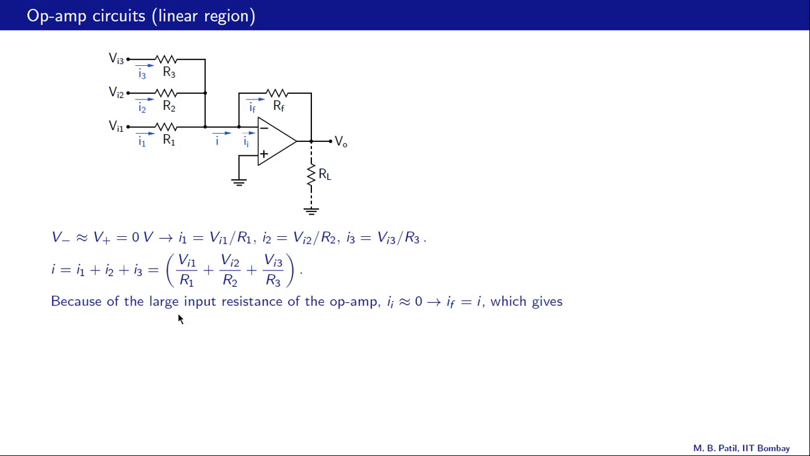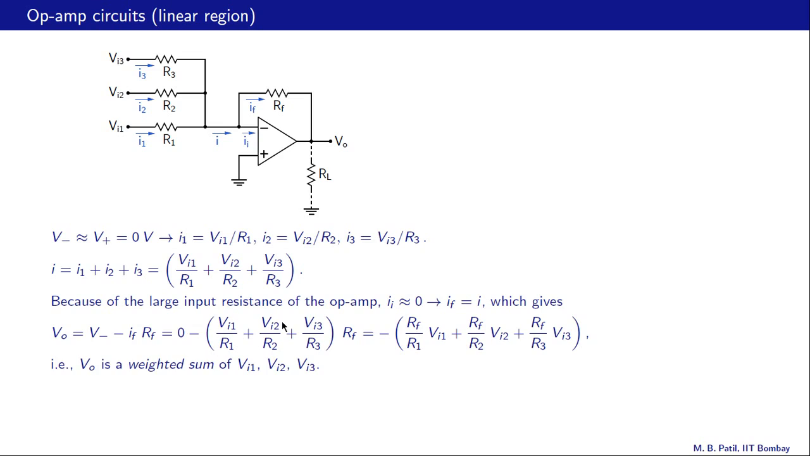Next, because of the large input resistance of the op-amp, II, this current, is 0, and therefore we can say that IF is equal to I. And once we know IF, we can obtain the output voltage VO, which is V minus this voltage drop. V minus is 0, and IF is the same as I, this expression here. So then putting it together, we get VO equal to minus RF by R1 times VI1 plus RF by R2 times VI2 plus RF by R3 times VI3.